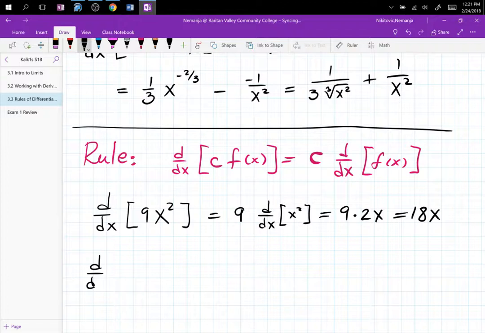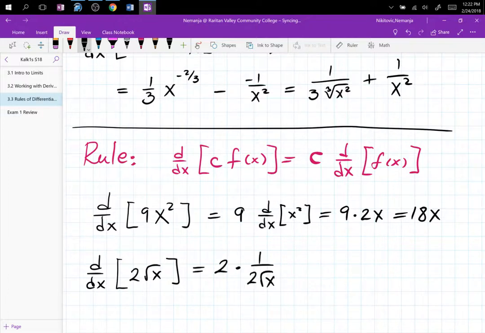What is the derivative of 2 root x? Well, you already know that the derivative of root x is 1 over 2 root x. The 2's cancel, so you just have 1 over root x. So if you have something multiplying, you will simply just copy it and then multiply with it.